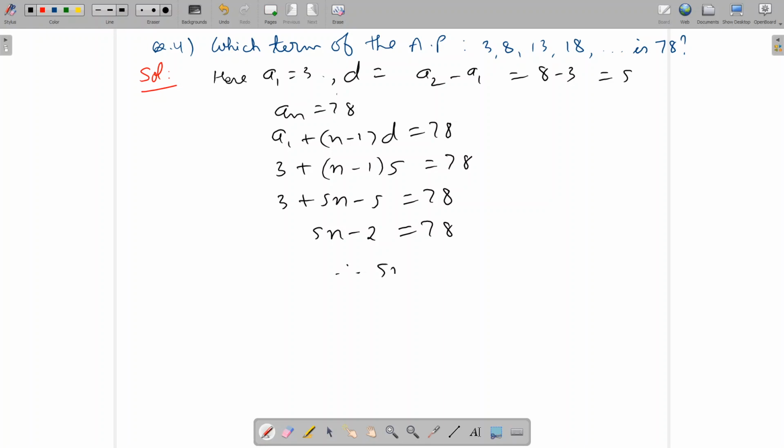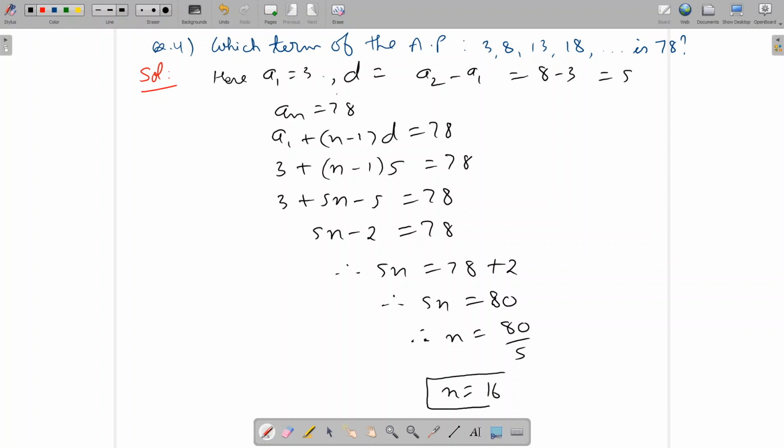Therefore, 5n equal to 78 plus 2. Therefore, 5n equal to 80. And 80 divided by 5 is 16. So the value of n will be 16. So therefore, n equal to 80 by 5 and n equal to 16. So the 16th term will be equal to 78.